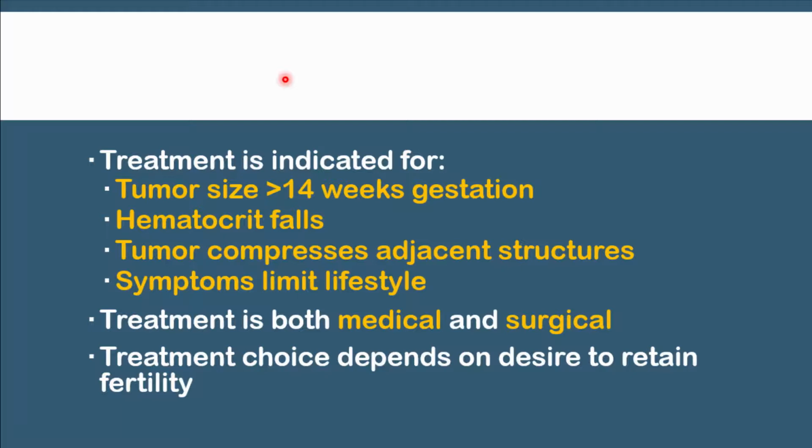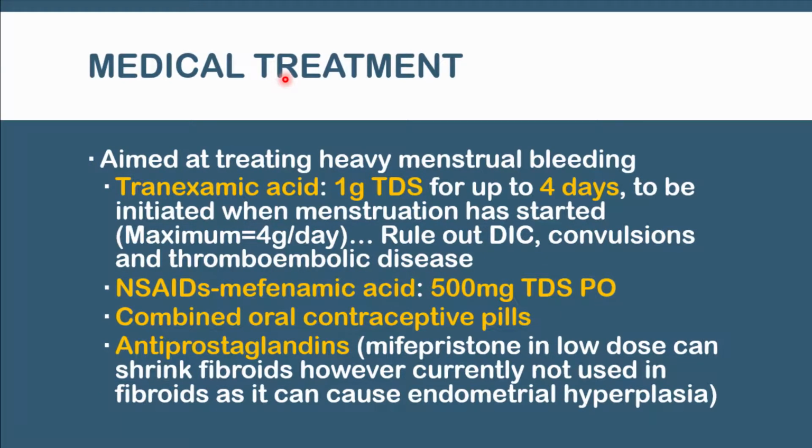The treatment that we usually offer patients that come in with fibroids could be either medical or surgical. The definitive treatment is pretty much the surgical, and it's going to depend on the desire of this woman to retain her fertility. So what can we do for these patients medically? We usually aim at the pain as well as the bleeding. If this person is bleeding or has started menstruation, you could give them tranexamic acid, about 1 gram 3 times a day for up to 4 days. Remember that you should give a maximum of 4 grams per day.